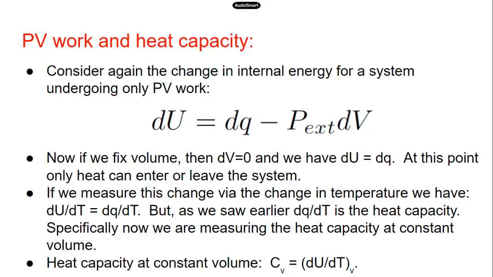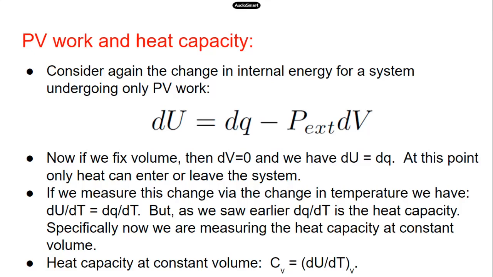Okay, but let's look at this while changing the temperature. Let's say we divide by dT. Again, you can't actually divide by dT. You divide by delta T and let delta T go to 0. So we have dU/dT is equal to dq/dT. But we saw just a few slides ago that dq/dT is our heat capacity, and specifically we're talking about heat capacity at constant volume. So C_V, heat capacity at constant volume, is equal to dU/dT at constant volume. That's important, so let's just go over that one more time.